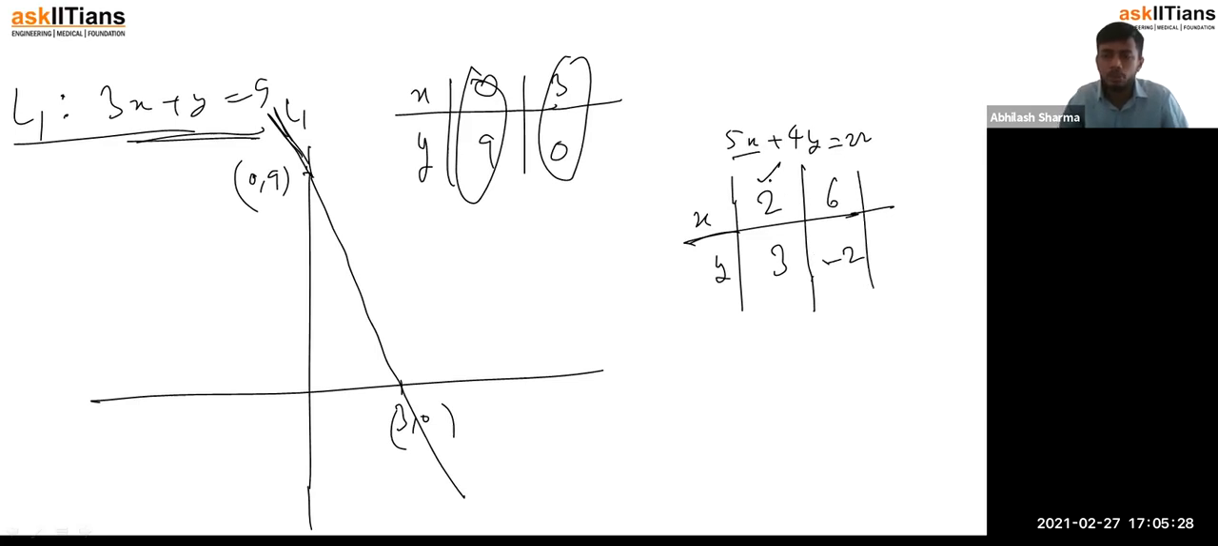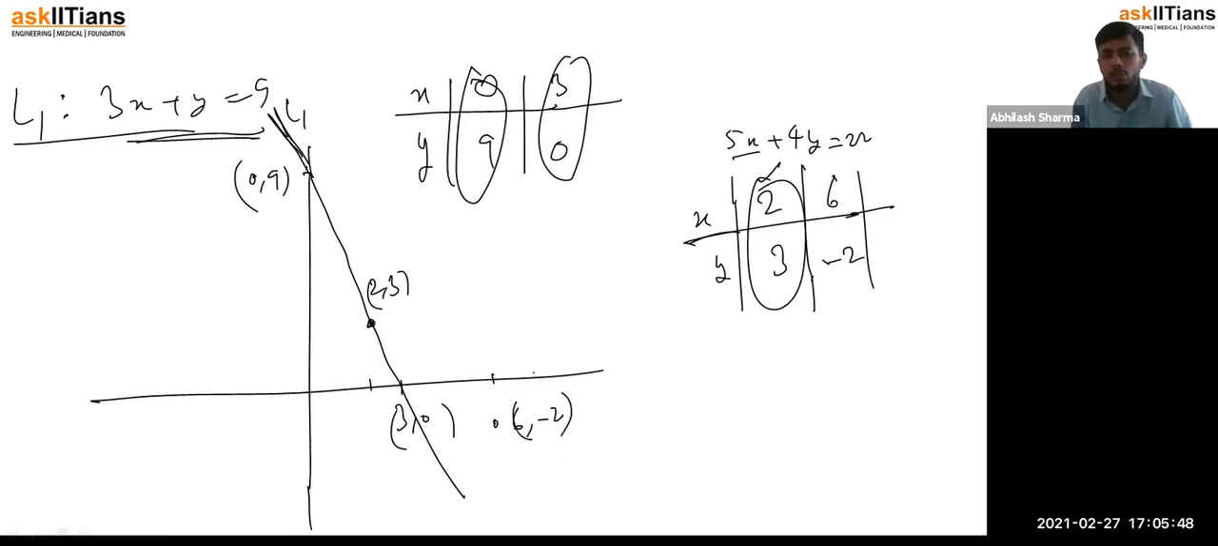So where are these 2 points? 2, 3 will be probably here somewhere. Just a second. Yeah, 2 comma 3, actually it will be exactly here, which is quite surprising. And 6 comma minus 2 will be here. Okay, so 6 comma minus 2 will be here somewhere.